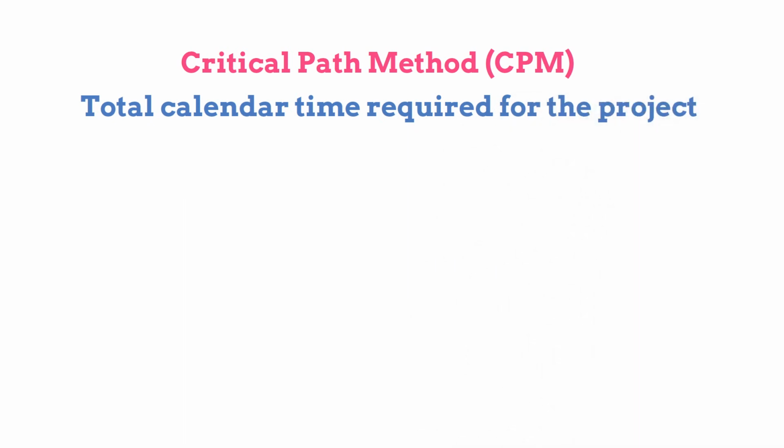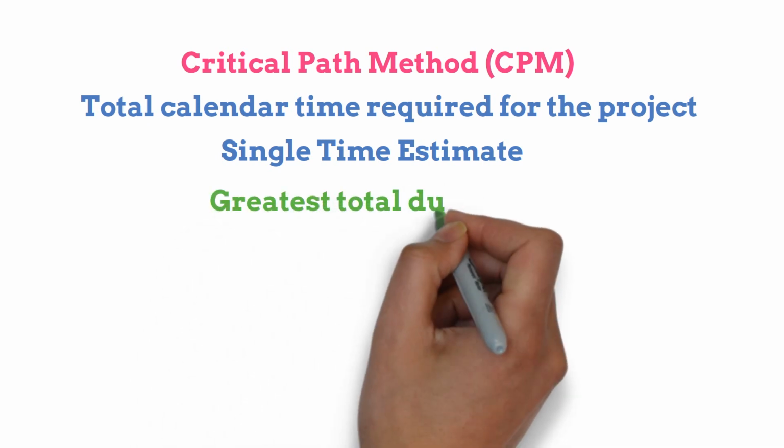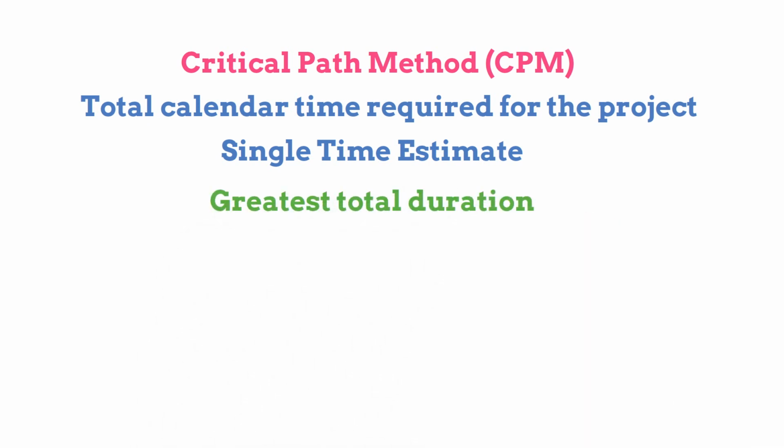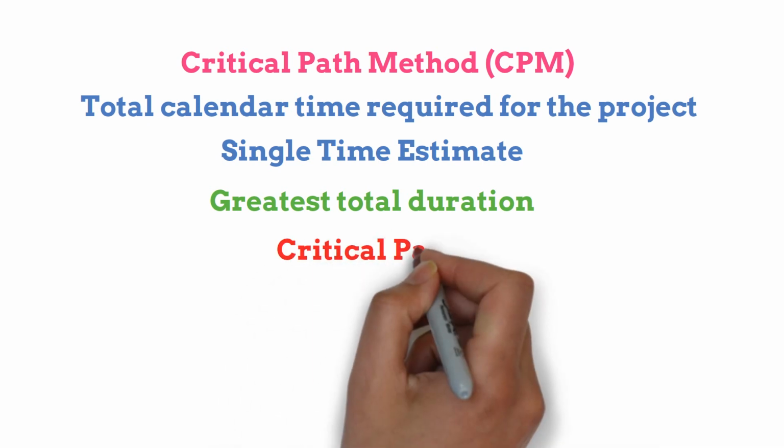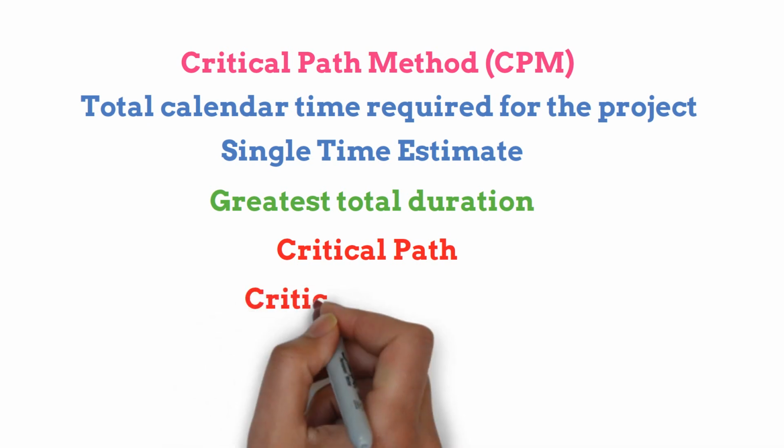CPM determines the total calendar time required for the project. As it is based on the deterministic time estimates, it is based on a single time estimate of the average time required to execute the activity. This single time estimate is completely based on the prior experience of the project manager. The project's duration is fixed by the time taken to complete the path through the network with the greatest total duration. It is determined by adding the times for the activities in each sequence. This path is known as the critical path and activities on it are known as critical activities.